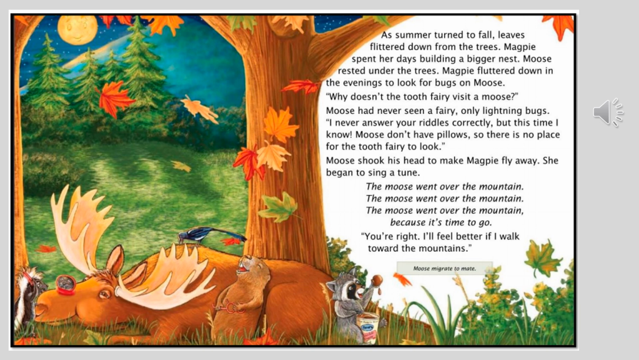As summer turned to fall, leaves flittered down from the trees. Magpie spent her days building a bigger nest. Moose rested under the trees. Magpie fluttered down in the evenings to look for bugs on Moose. Why doesn't the tooth fairy visit a moose? Moose had never seen a fairy, only lightning bugs. I never answer your riddles correctly, but this time I know. Moose don't have pillows, so there is no place for the tooth fairy to look. Moose shook his head to make Magpie fly away. She began to sing a tune. The moose went over the mountain, the moose went over the mountain, the moose went over the mountain because it's time to go. You're right. I'll feel better if I walk toward the mountains. Moose migrate to mate.